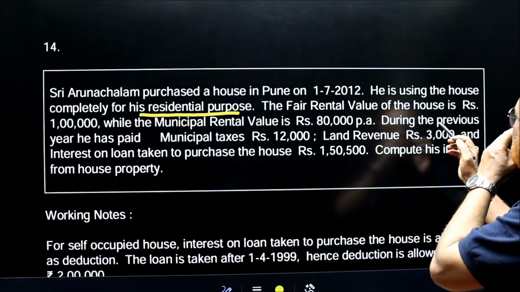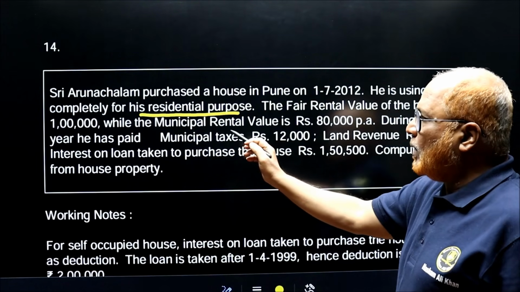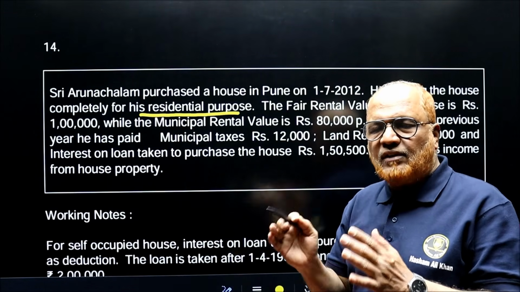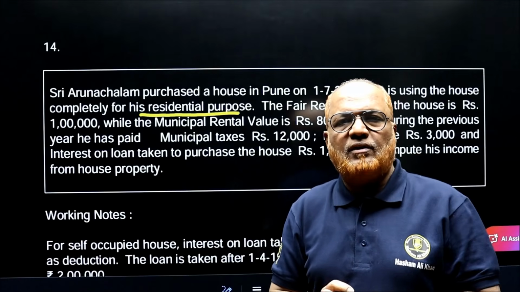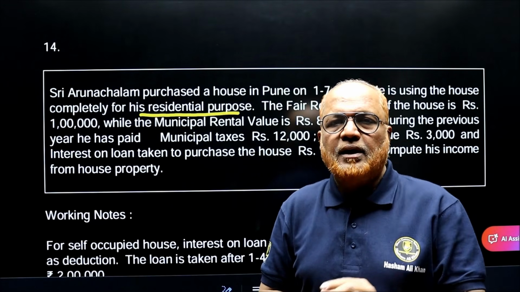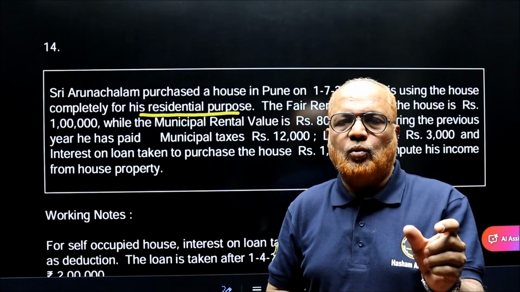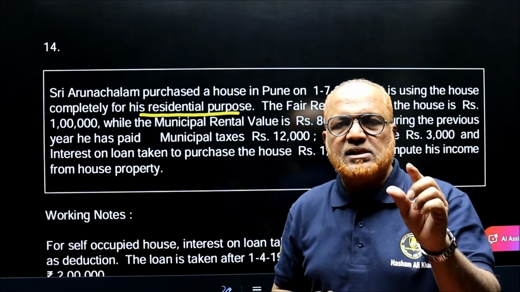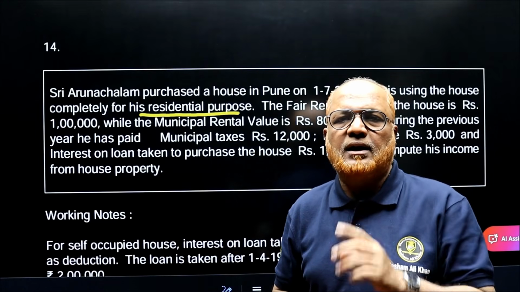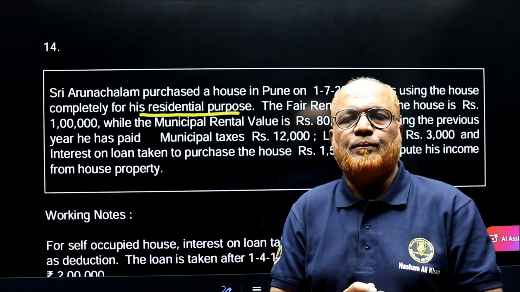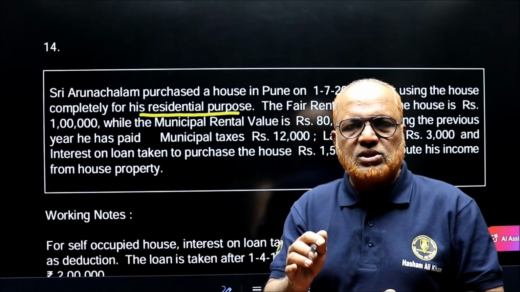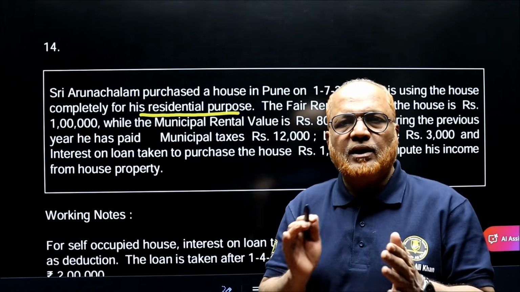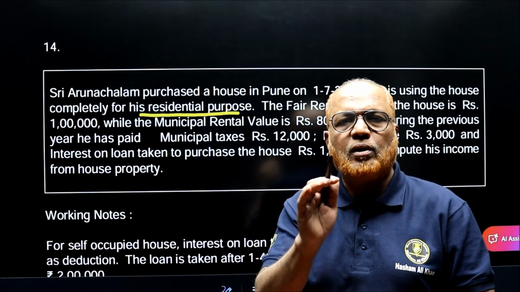Then the fair rental value, FRV, of the house is 1 lakh, while the municipal rental value is 80,000 per annum. For self-occupied house, already in the previous video I have explained one problem on self-occupied. The net annual value of self-occupied house is nil. No deductions are given under section 24 except one deduction, interest on loan taken to purchase the house, to construct the house, to repair, to renovate, to reconstruct the house. Then only deduction will be given under section 24B.